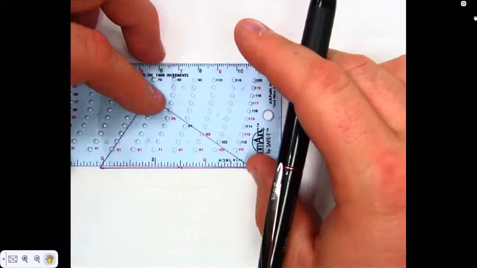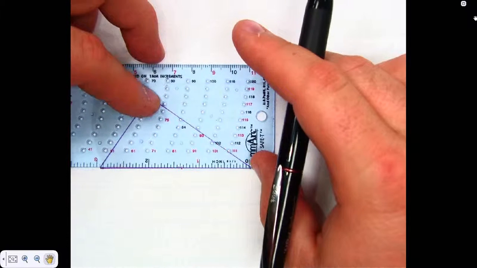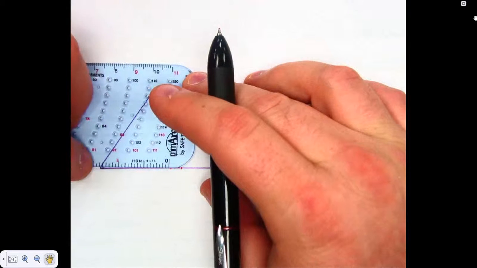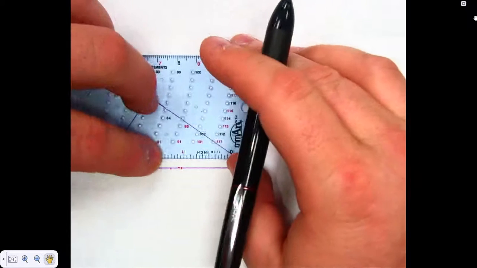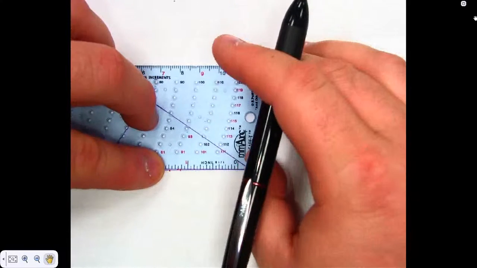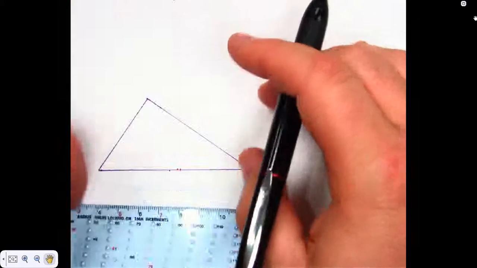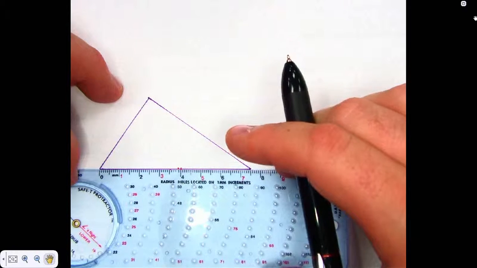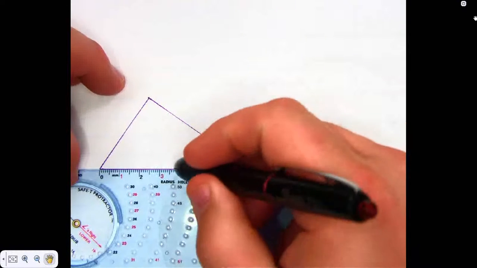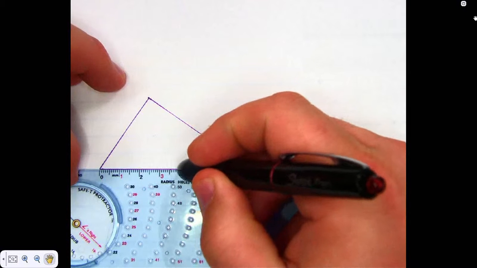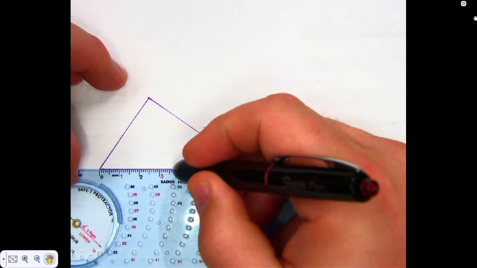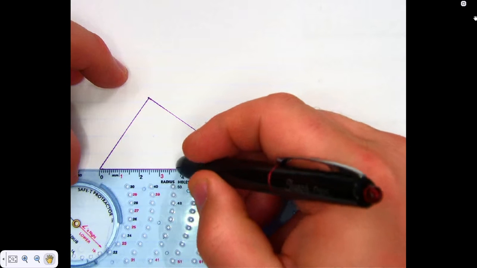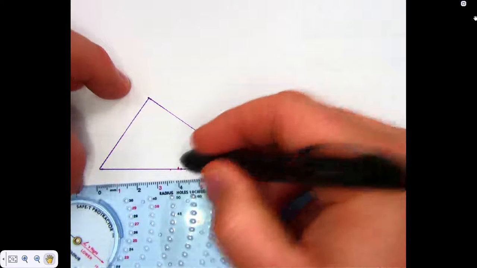I did that completely wrong, didn't I? How long is this thing? I don't know. 7 and a half. 7.5, so that would be 3 3/4. Right there.